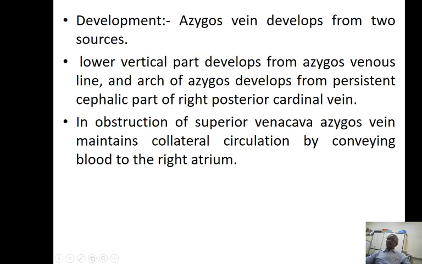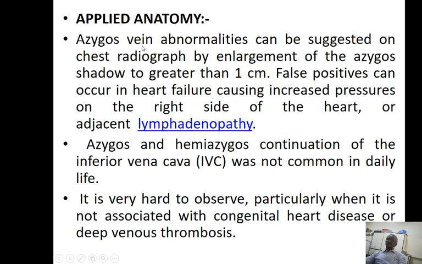Development. The azygos vein develops from two sources. The lower vertical part develops from the azygos venous line, and the arch of the azygos vein develops from the persistent cephalic part of the right posterior cardinal vein. In obstruction of the superior vena cava, the azygos vein maintains collateral circulation by conveying blood to the right atrium. Now applied anatomy.